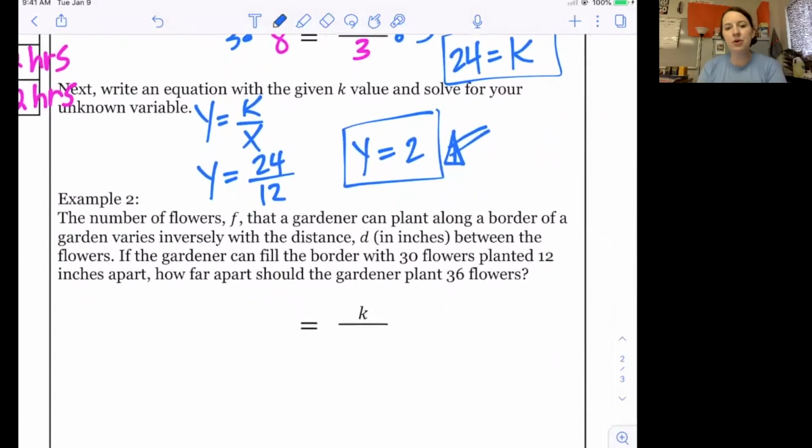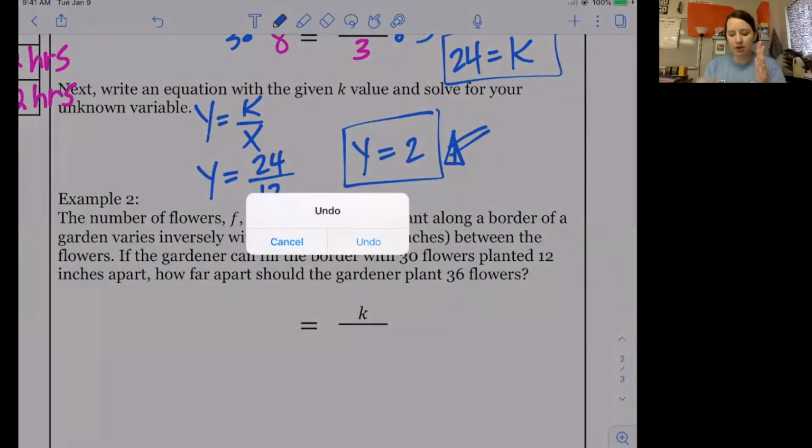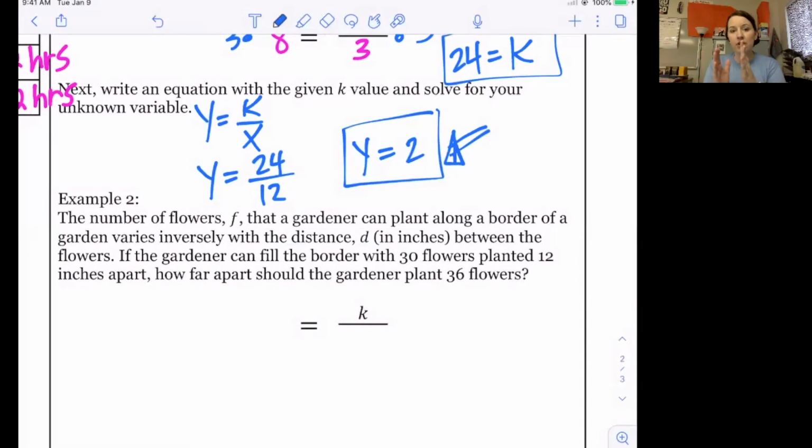Okay, so applying that to a real world situation. The number of flowers F that a gardener can plant along the border of a garden varies inversely with the distance between the flowers. So what that means is as the flowers get closer together, so as the distance gets smaller, the number of flowers he plants gets larger because he can fit more in the garden that way. So inverse variation means as one value gets smaller, the other gets larger. So if we increased the space between flowers, the number of flowers would decrease.